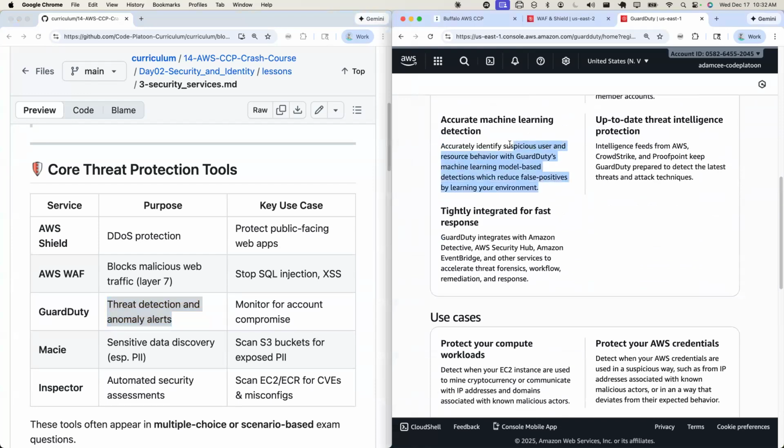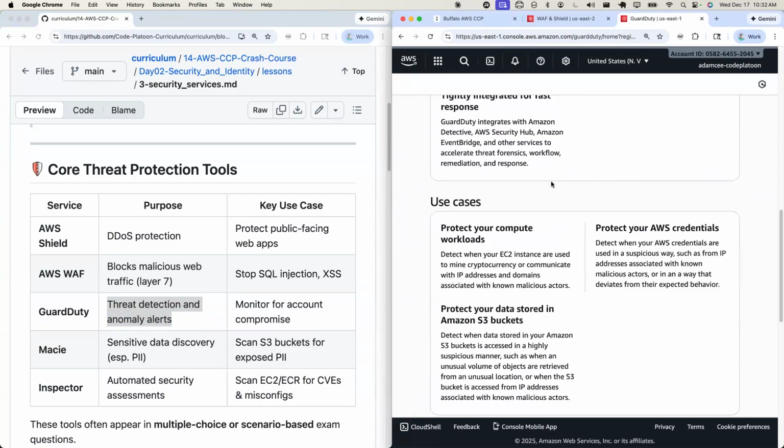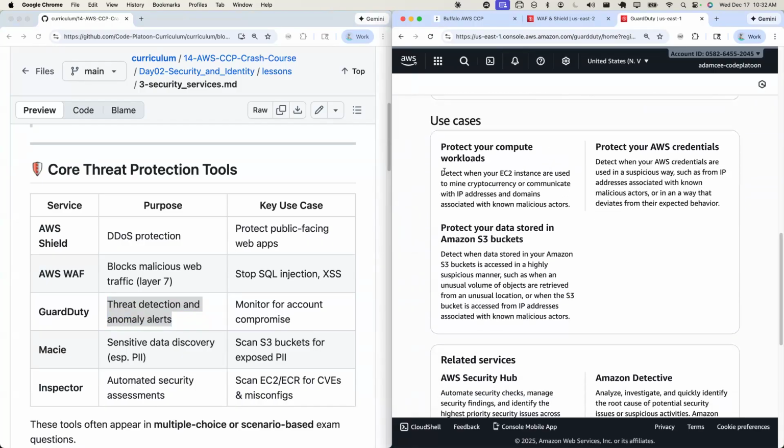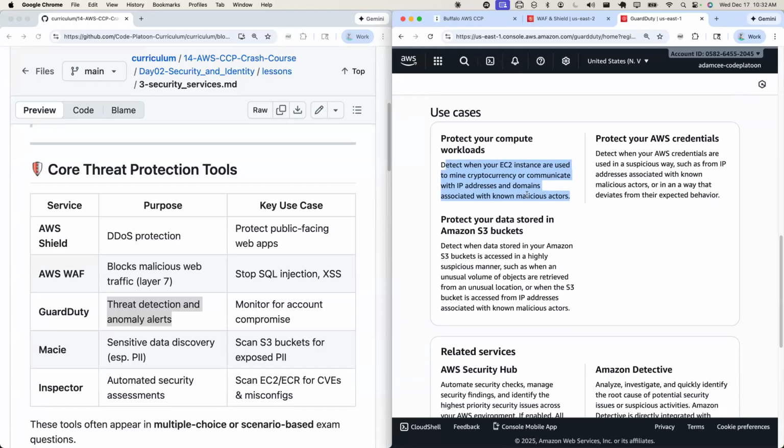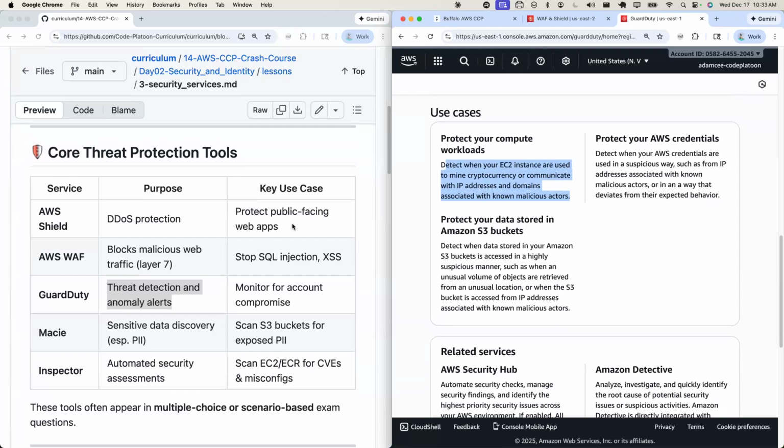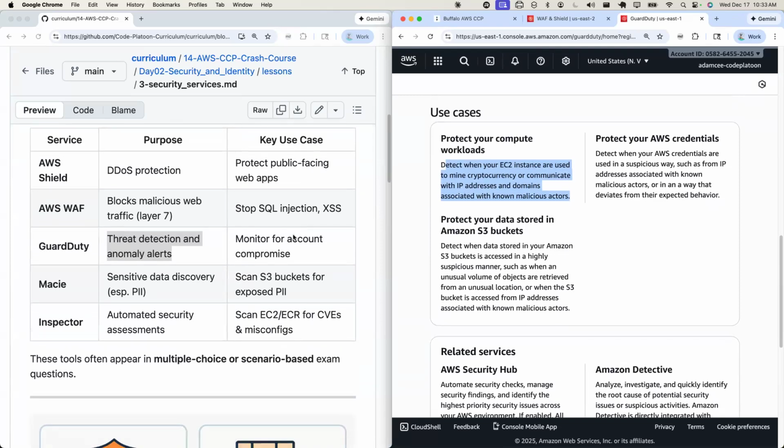It's now using machine learning and other things in threat detection. So, as it says here, detect when your EC2 instances are used to mine cryptocurrency or communicate with IP addresses and domains associated with known malicious actors. Like all the IP addresses belonging to Russia, I think, are considered malicious actors these days. There's huge ranges of known malicious actors, or China. China would really be the big relevant one in terms of security.